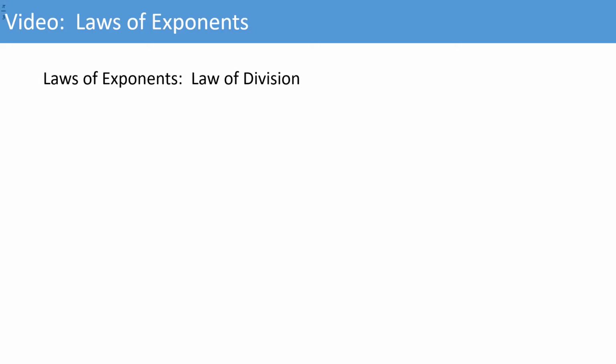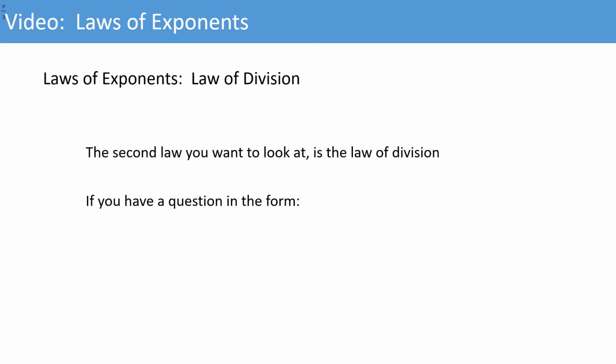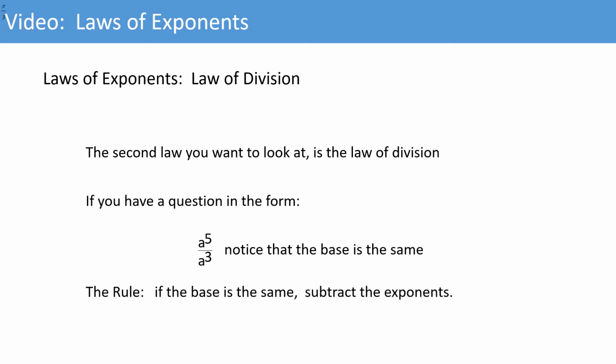The law of division. The second law you want to be able to use is called the law of division. A to the exponent 5 divided by a to the exponent 3. Notice the base a is the same for the numerator and the denominator. The rule is, if the base is the same, subtract the exponents.